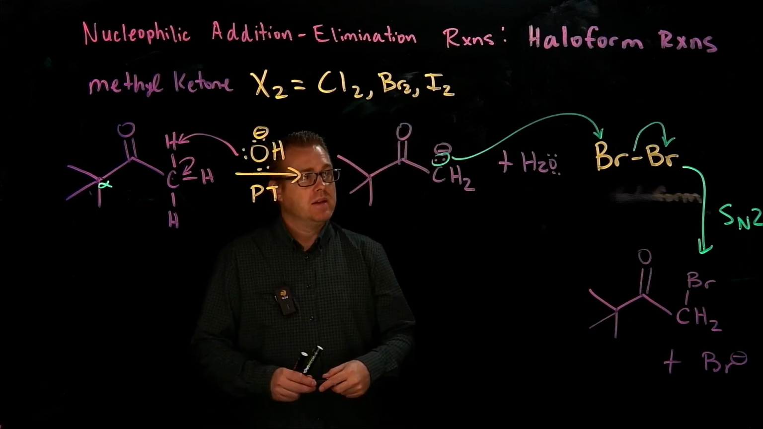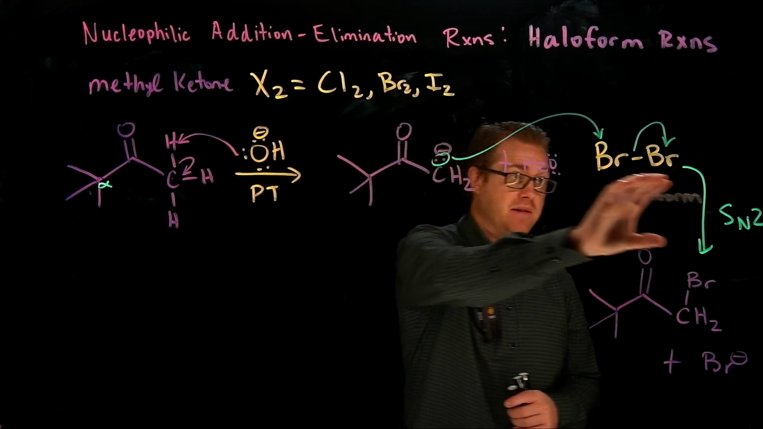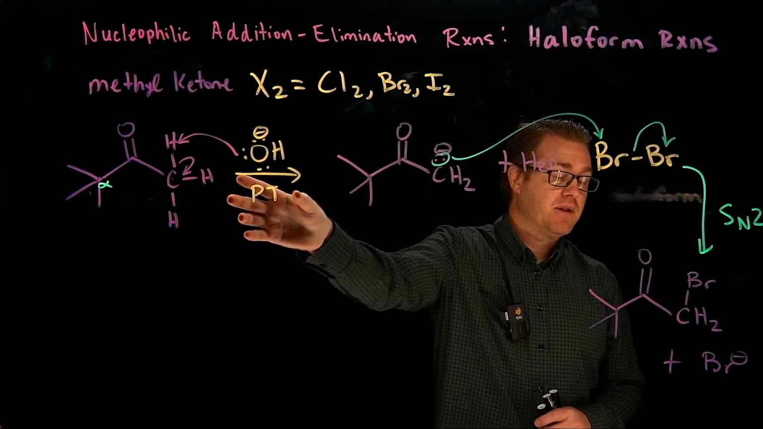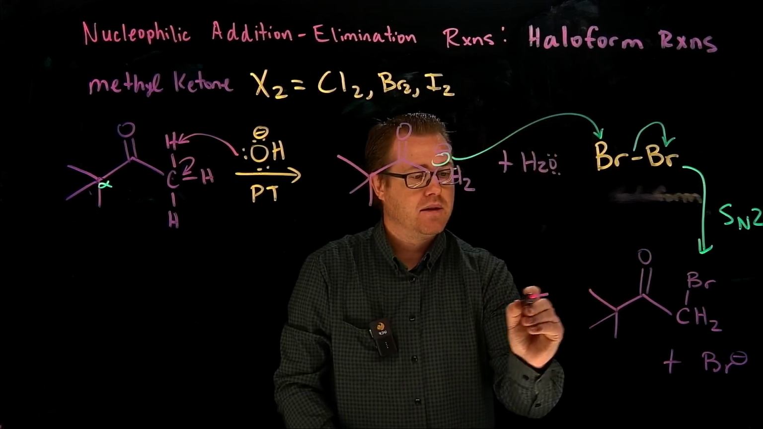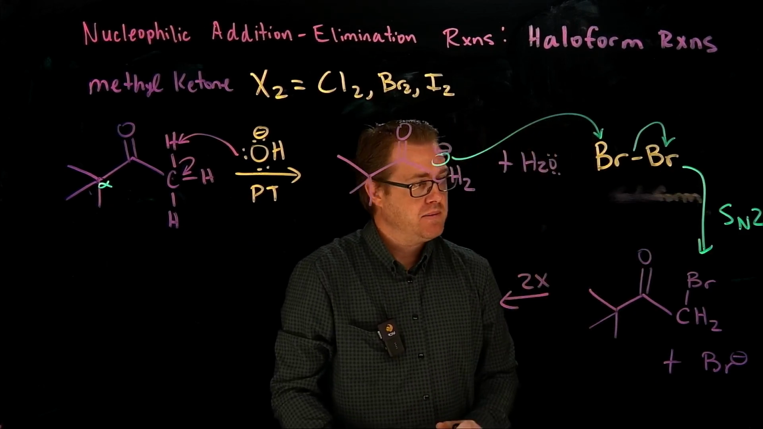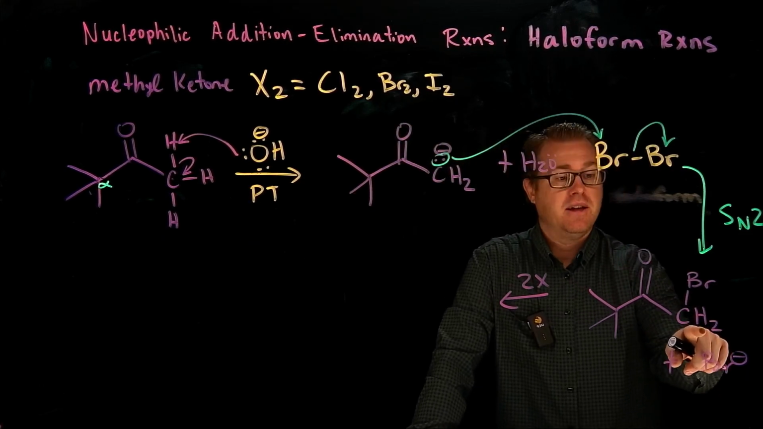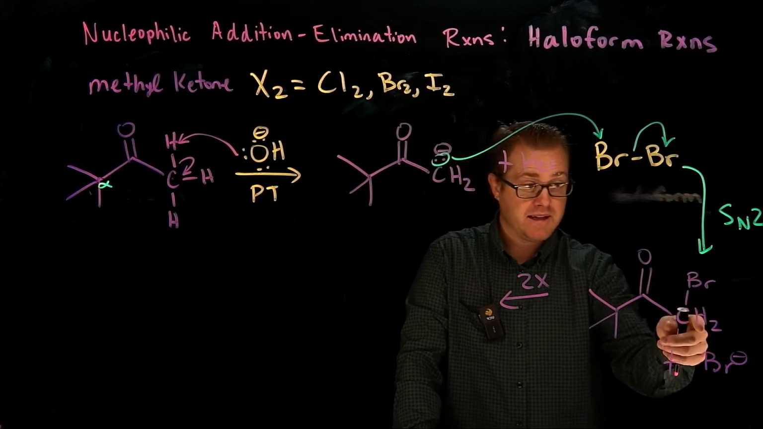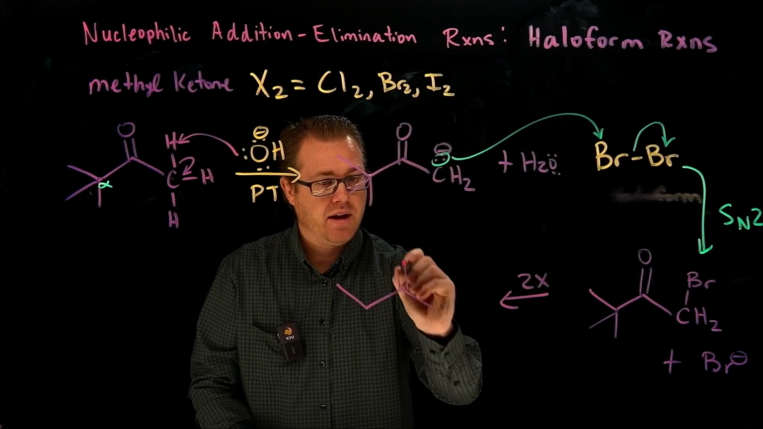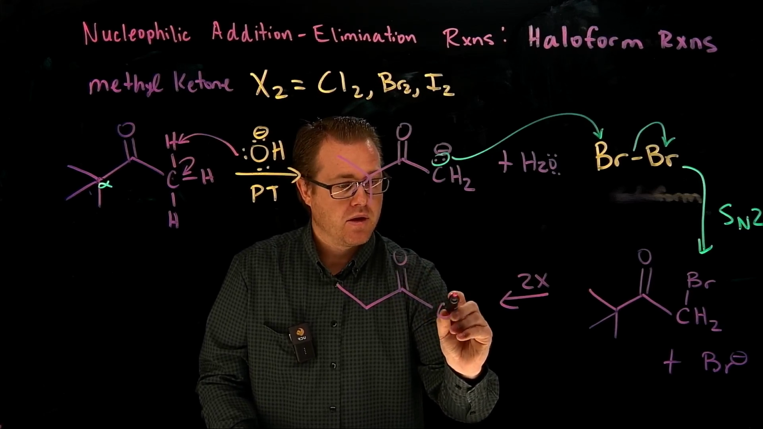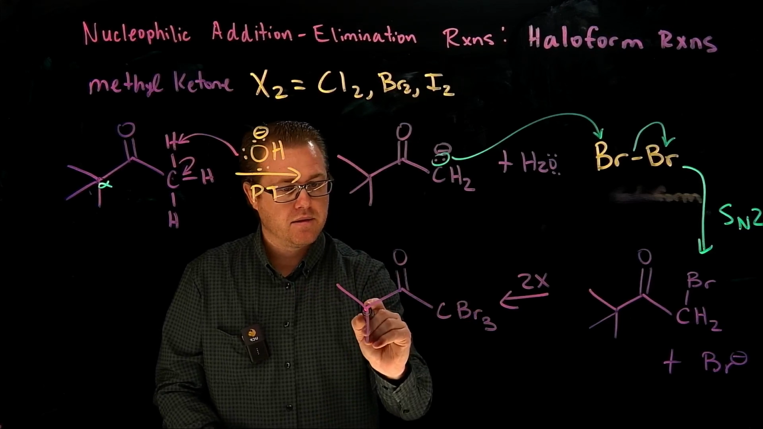Now what's going to happen is we're going to do these two steps right here, the proton transfer and the SN2, 2 more times. So what are we doing? We're going to replace another hydrogen with a bromine. And then we'll do it a second time. And eventually we will get to this right here, CBr3, like that.